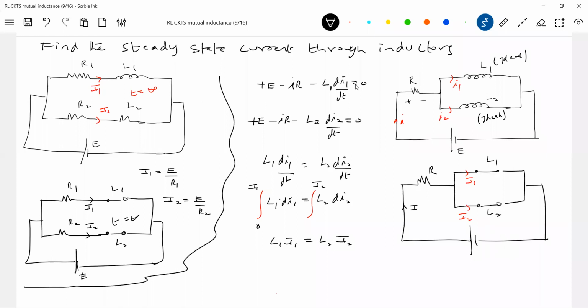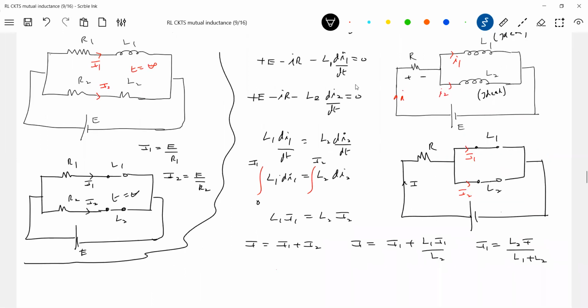What is I? I is equal to I1 plus I2 from KCL. Then with this we'll get I1 and I2. Substituting this equation here, I is equal to I1 plus L1 I1 by L2. So I1 is equal to L2 I by L1 plus L2. Similarly, what is I2? I2 is equal to L1 I by L1 plus L2.